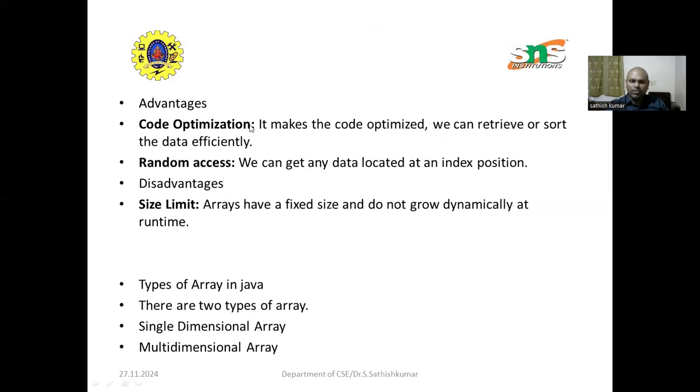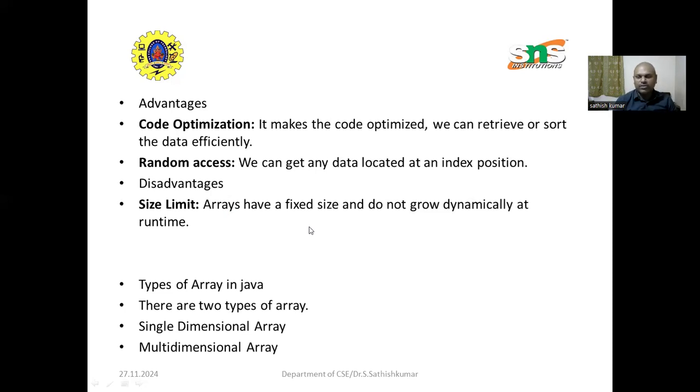The advantage of arrays is code optimization. It makes the code optimized. We can retrieve or sort the data efficiently. With random access, we can get any data located at any index position. The disadvantage is the size limit. The array has a fixed size and does not grow dynamically at runtime.